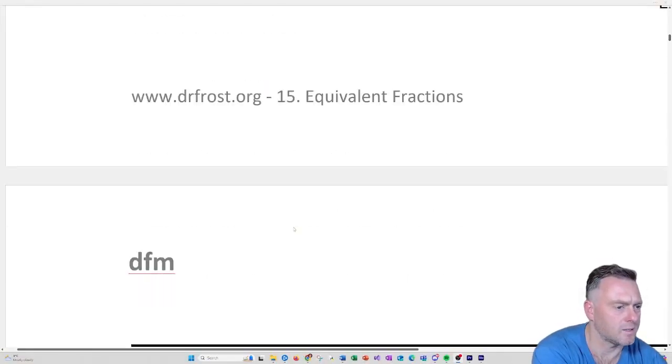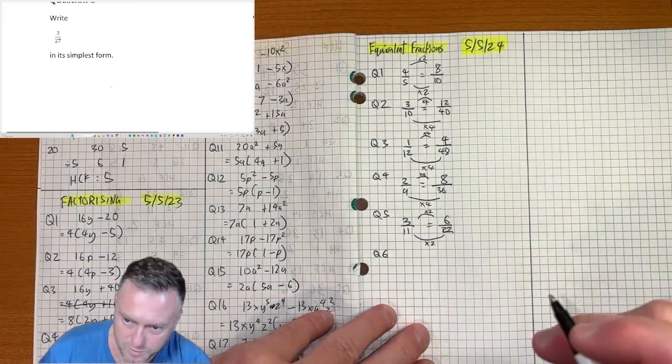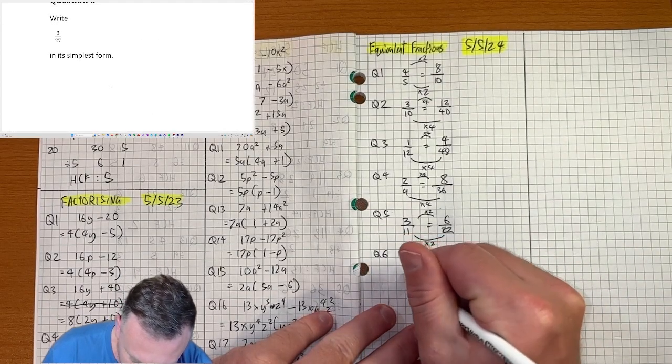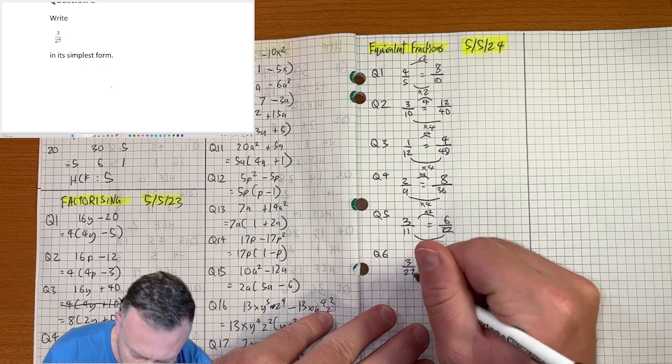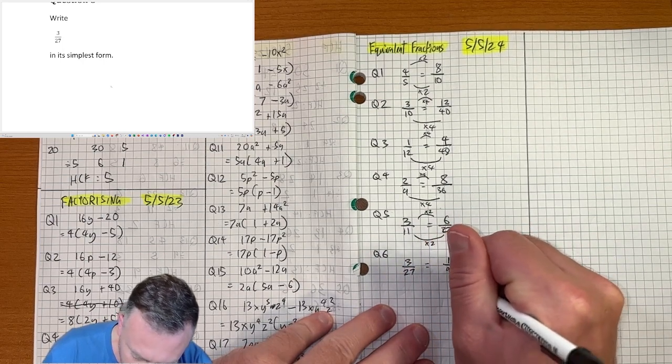Question 6. 3/27 in its simplest form. So we've got 3/27. We divide both the top and bottom by 3. So we can get 1/9.